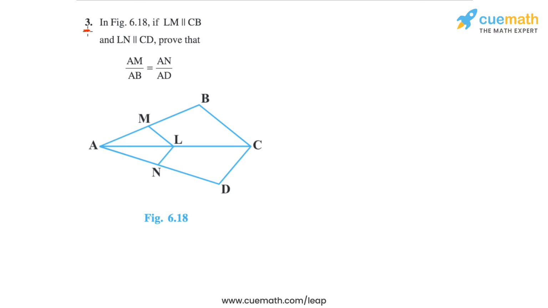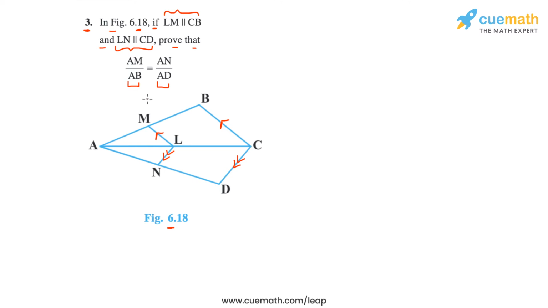In question 3, the problem statement says in figure 6.18, if LM is parallel to CB and LN is parallel to CD, then prove that AM by AB, observe this ratio in the figure carefully, AM by AB is equal to AN by AD.